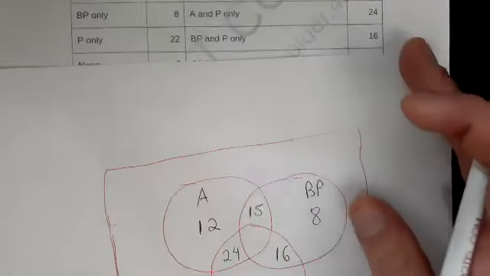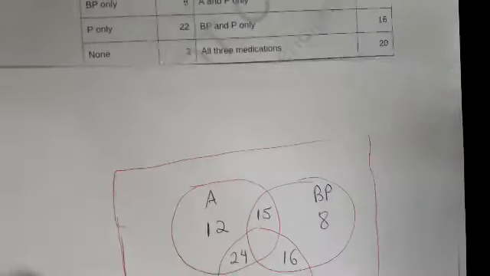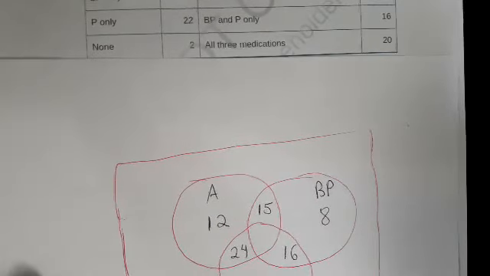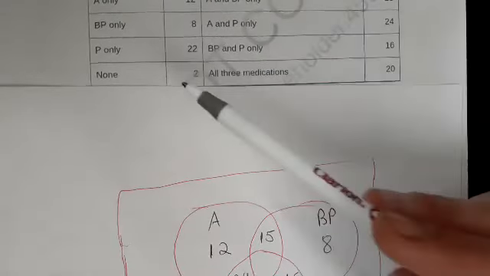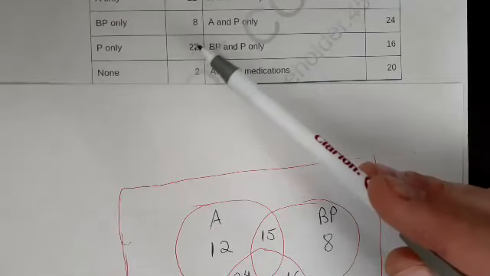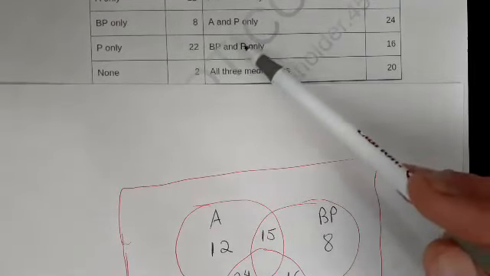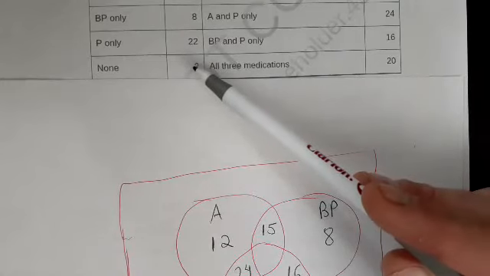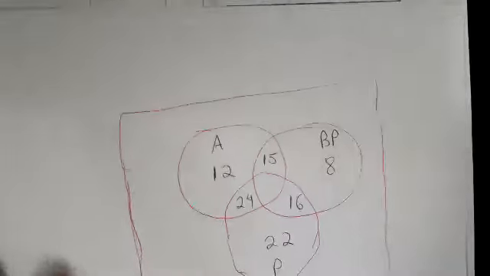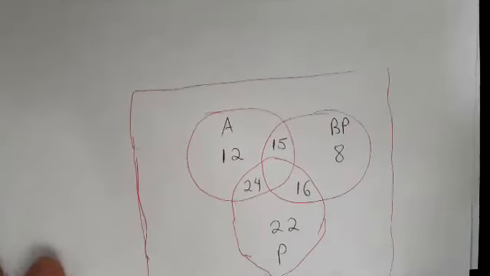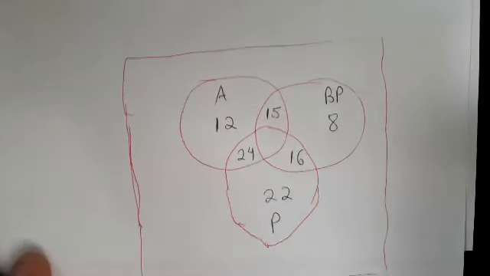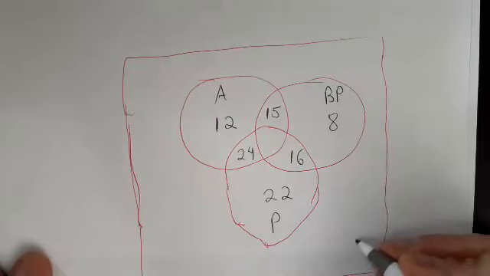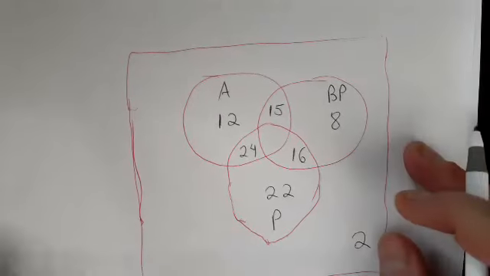Wait a minute. Did you just say P only is 22? P only is 22. Okay. All right. BP and P only is 16. That's right. None of them are 2. So where does none go? It goes inside the universe, but outside of the circles.